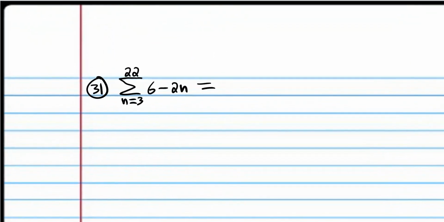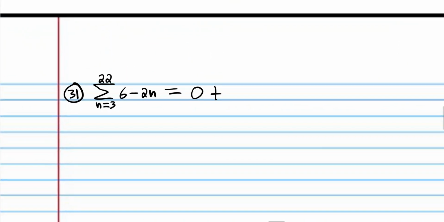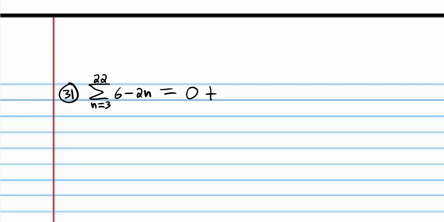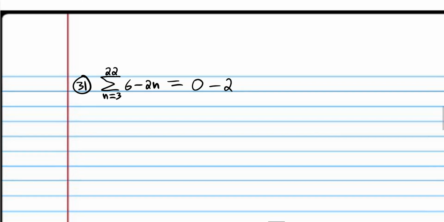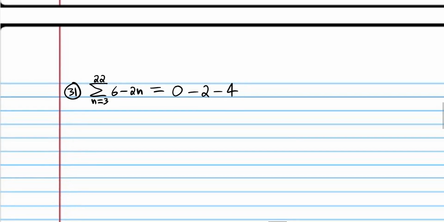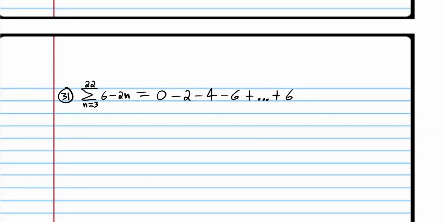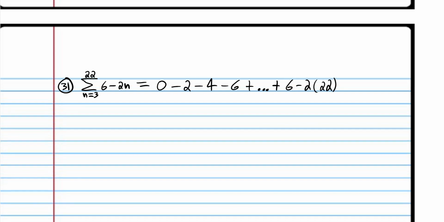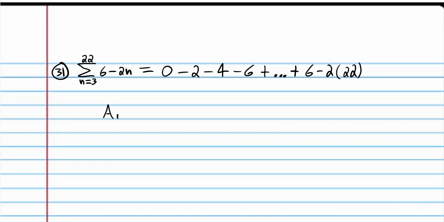Let's try this one. Plug in 3, and 0 is the first term again. Then we'll plug in 4, and we get -2. Plug in 5, and we get -4. Plug in 6, and we get -6, and so on and so forth. Last term is going to be 6 minus 2 times 22. So this is obviously arithmetic.